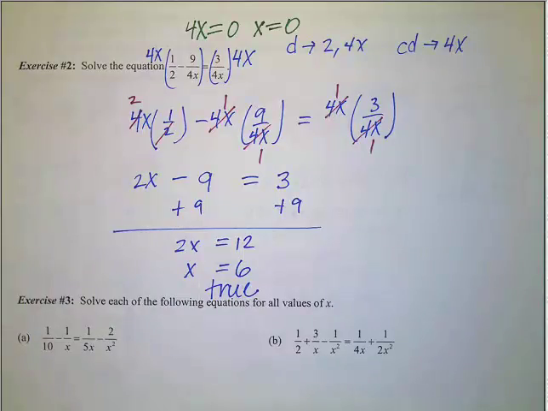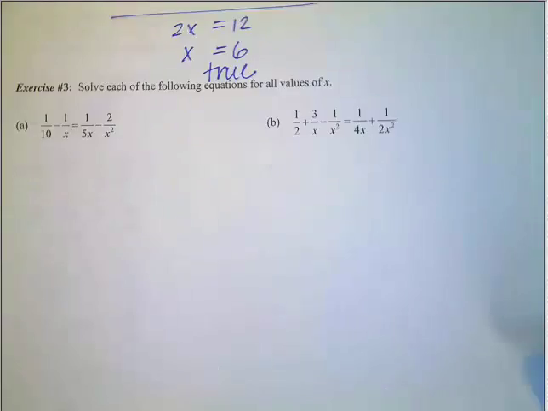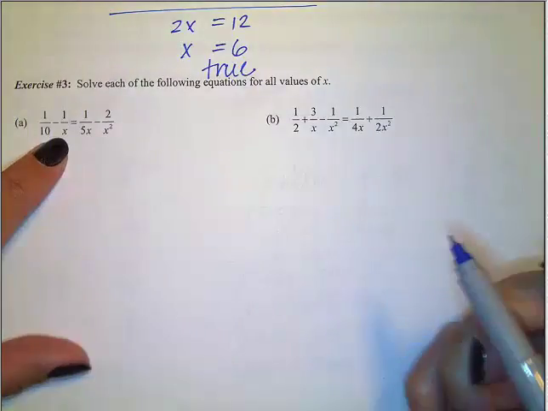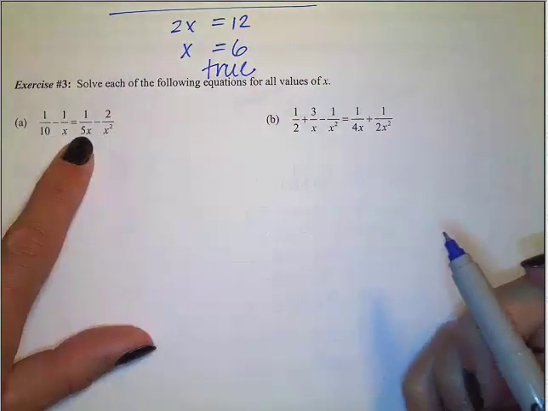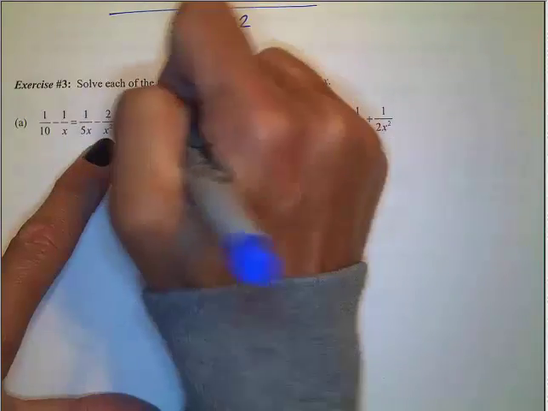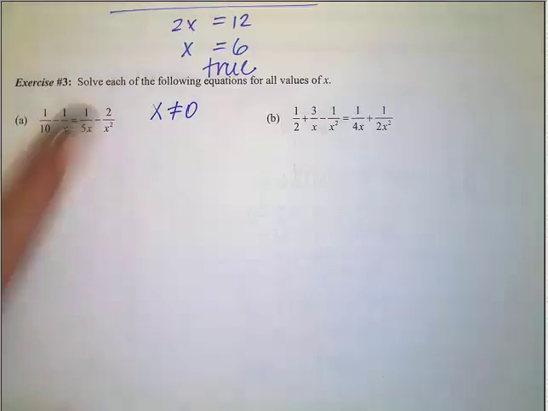So let's try exercise 3A. Then you can do 3B, and we'll see how we do. So my denominators, well, first, what makes this 0? 0. What makes this 0? 0. What makes this 0? 0. So x cannot equal 0. That's what makes it undefined.